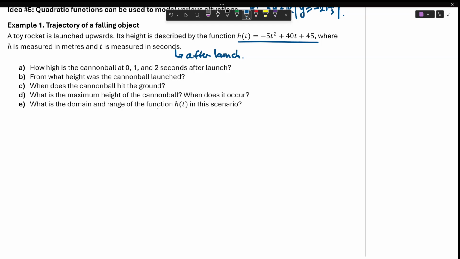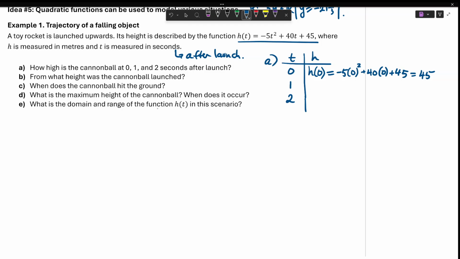Okay, so let's do one part at a time. Part A says, how high is the cannonball at 0, 1, and 2 seconds after launch? So that's when t is equal to 0, 1, and 2. Maybe easiest to put in a table. So h of 0 is going to be -5 times 0 squared plus 40 times 0 plus 45. That's going to be 45. So 0 seconds after launch, or basically when it's launched, that's going to be 45 meters high.